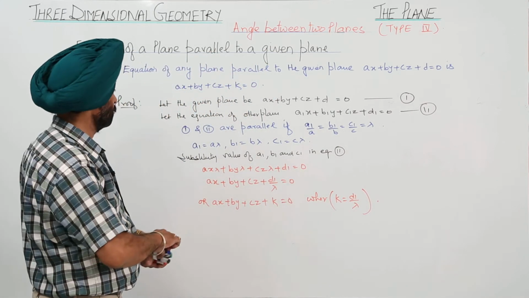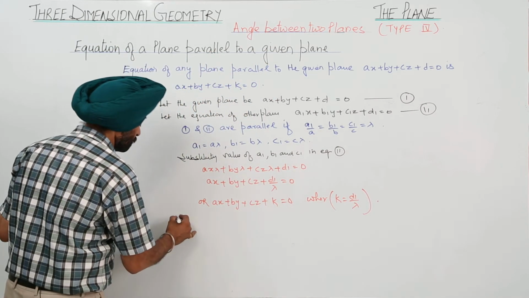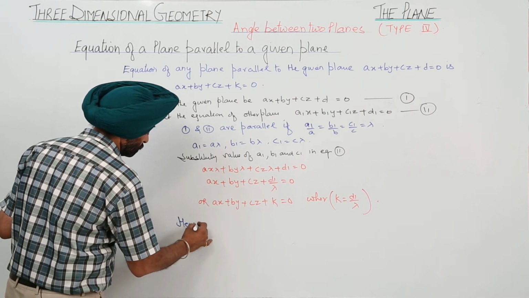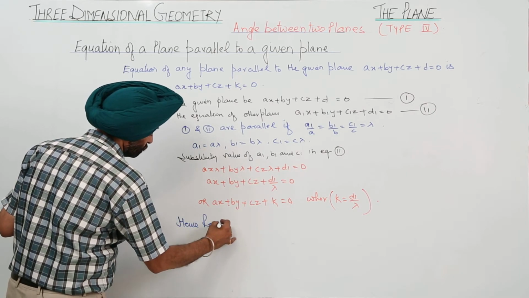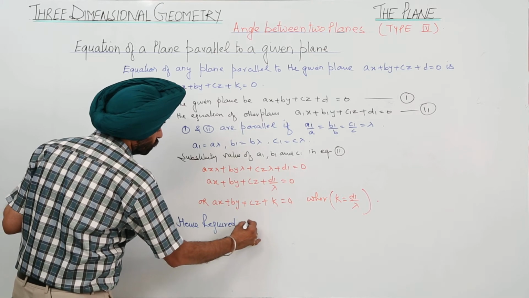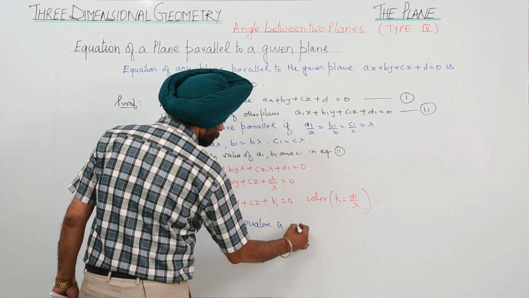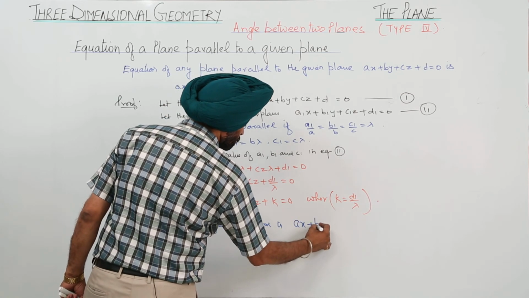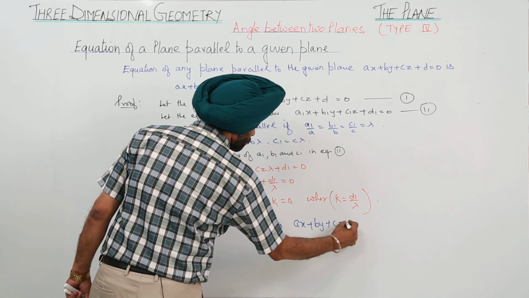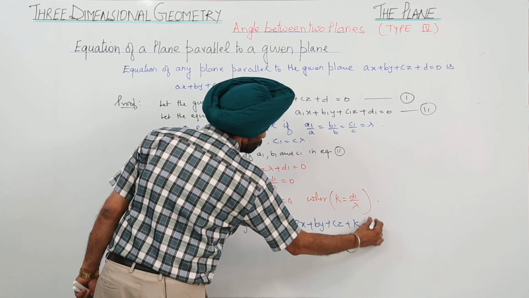Hence required equation is ax plus by plus cz plus k is equal to 0.